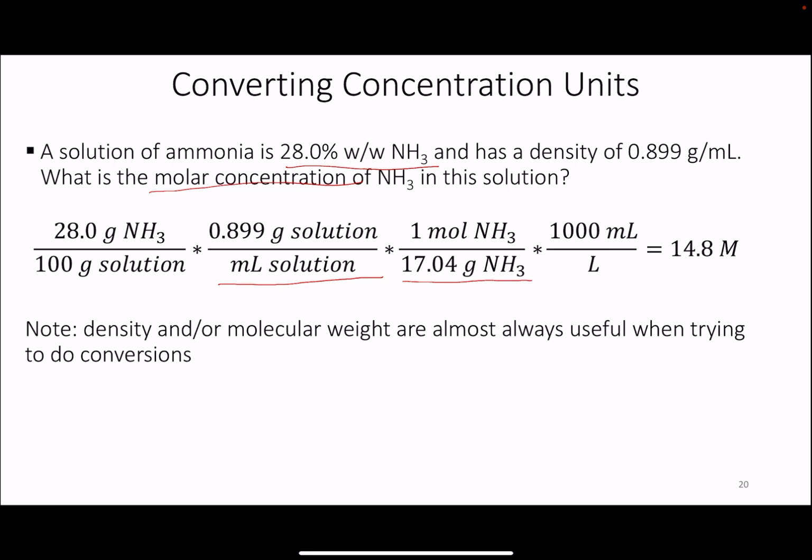And then because you want it in molar concentration, it's moles per liter, and here it's in mils. So you do your mils per liter conversion. If you were looking through this and wanting to cancel things out, you would cancel grams of solution with grams of solution, grams of ammonia with grams of ammonia, milliliters with milliliters, and what you're left with is moles per liter, which is exactly what you want in terms of the units. So now you can multiply 28 by 0.899 times 1,000, divided by 100 times 17, and you'll get your answer of 14.8 molar. Almost always when you're doing conversions with units, the density and molecular weight are going to be useful things.